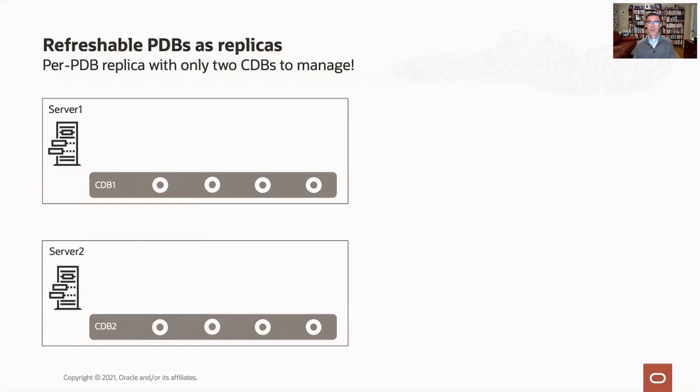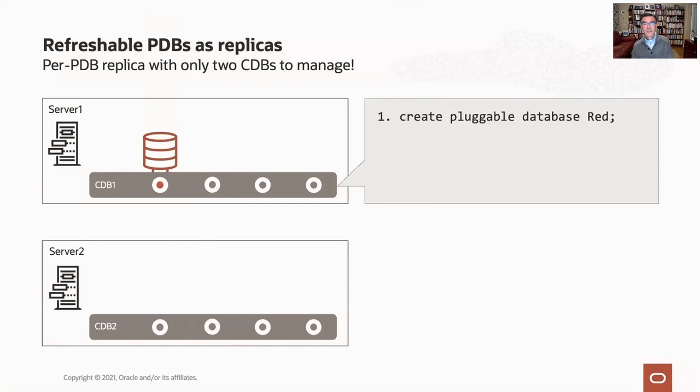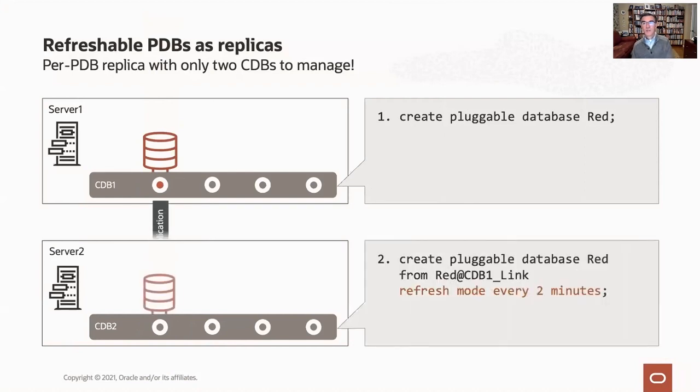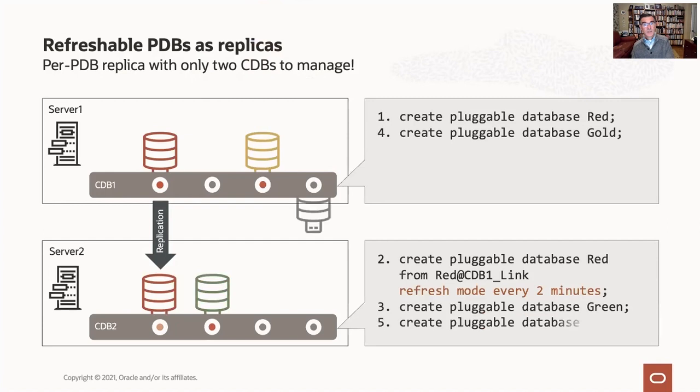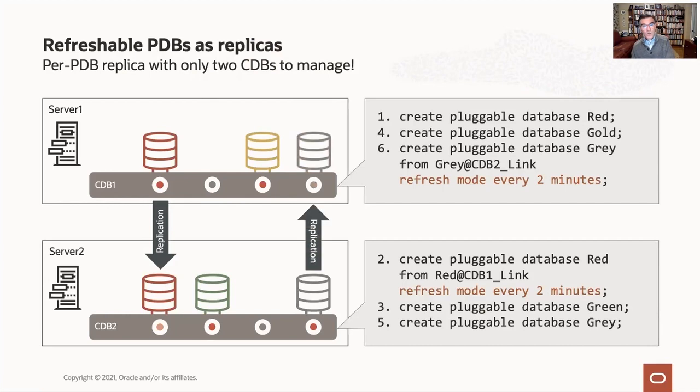The refreshable PDB switchover capability allows us to define replicas on a per PDB basis with only 2 CDBs to manage. So we might start by creating a PDB named red in CDB1, and then simply creating a replica of this in CDB2 using the familiar refreshable PDB syntax. We might add a few more PDBs, green in CDB2, gold in CDB1, and gray in CDB2. No replicas are required for green and gold, but we want one for gray. And as simply as that, we have 2 pairs of replicas being refreshed in opposite directions between these 2 CDBs.